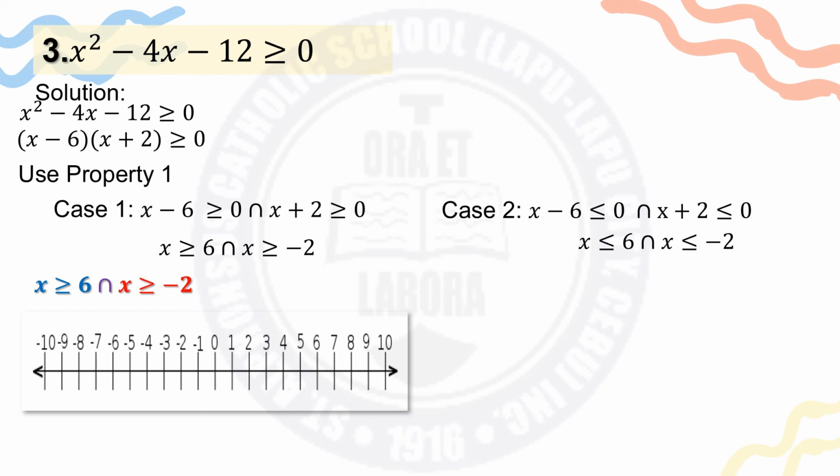On the number line, you have x greater than or equal to 6. The blue graph tells you that from 6 until infinity, those are the numbers greater than 6, including 6. And the red graph shows x greater than or equal to negative 2. As we get the intersection of these graphs, we get from 6 until infinity. And for our interval notation, you have from 6, including 6, until infinity. Those are the answers.